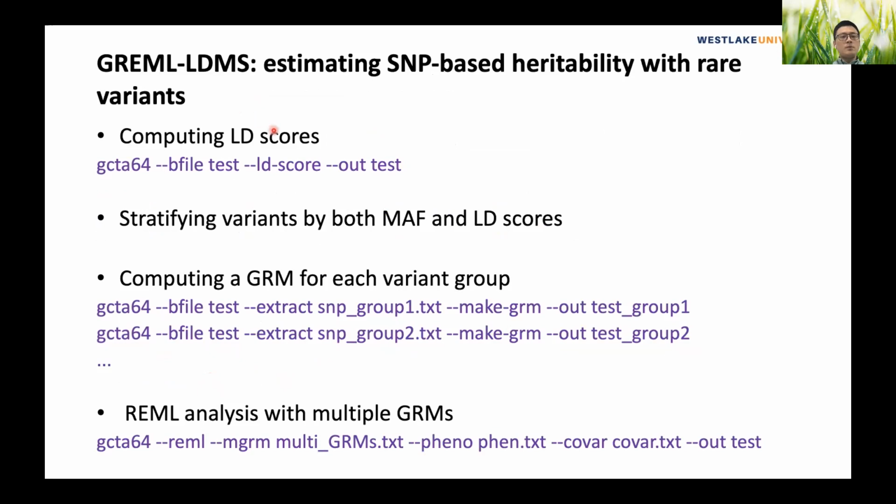Here is a very specific example. This method called GREML-LDMS is specifically designed to estimate SNP-based heritability from whole genome sequence data or imputed data with rare variants. There are 4 steps. In the first step, you will need to compute the LD scores for the variants. You can then stratify the variants by both minor allele frequency and LD scores. You then compute a GRM for each variant group by the following commands. And finally, you run a REML analysis with all the GRMs fitted together. And of course, you can include the covariates in this kind of analysis.